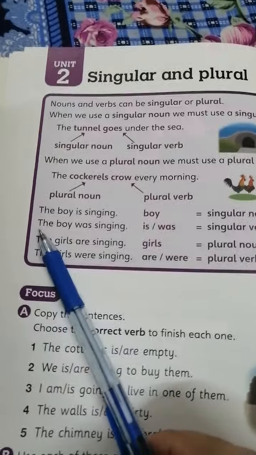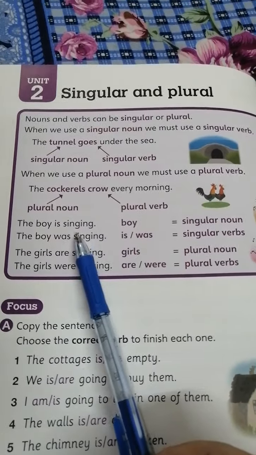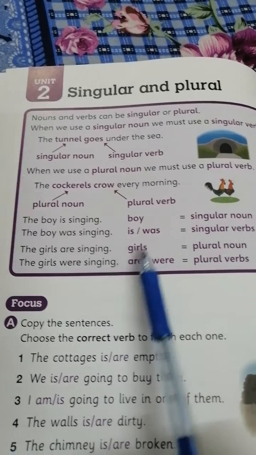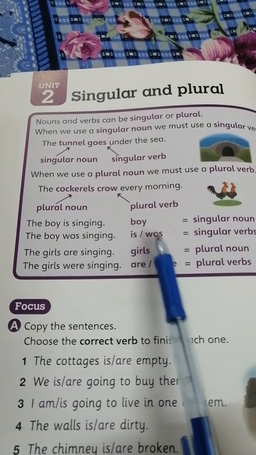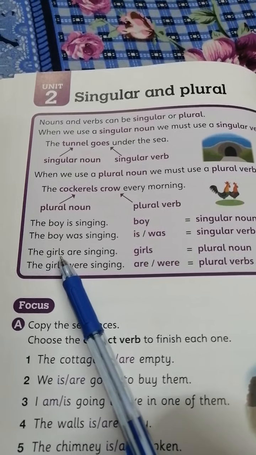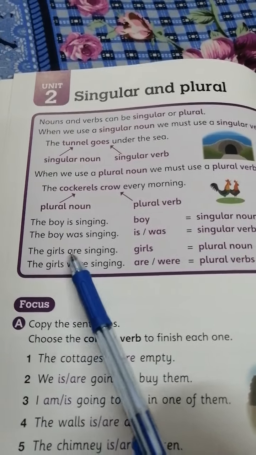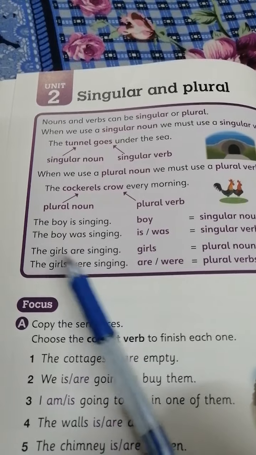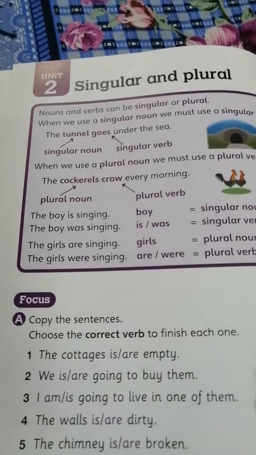Here, the boy is singing. Boy is a singular noun. The boy was singing. Was is also used for a single thing. The girls are singing. Girls are a plural noun, and the girls were singing. Were and are are used for the plural verb.